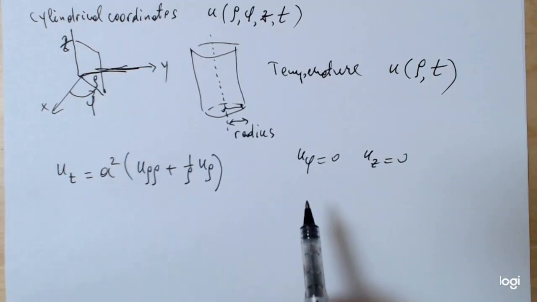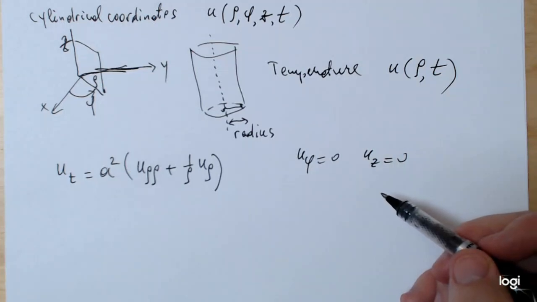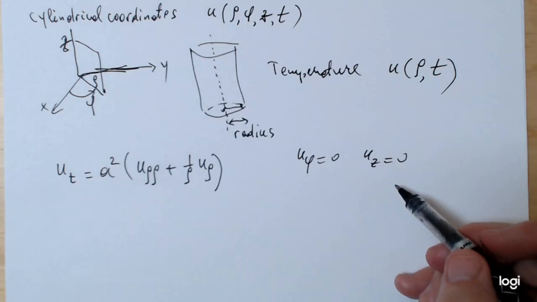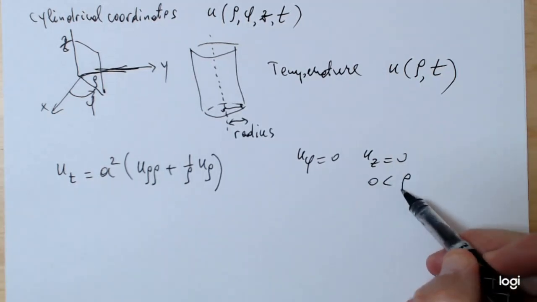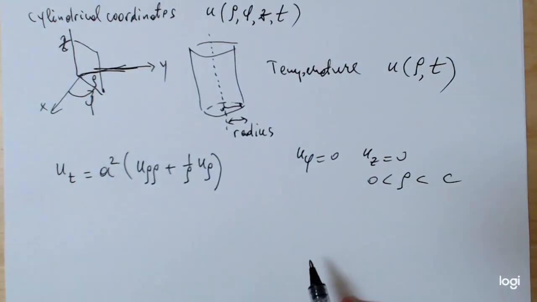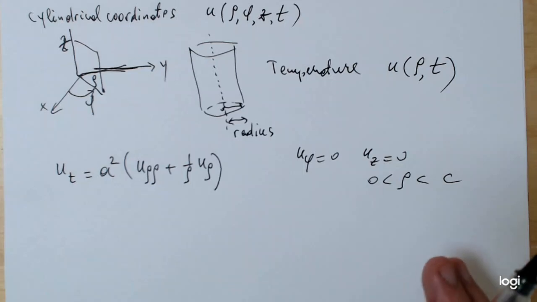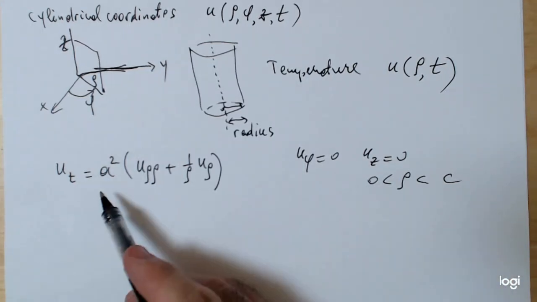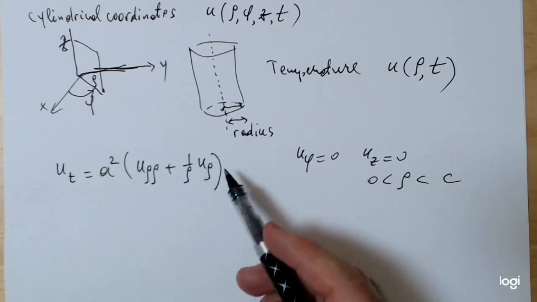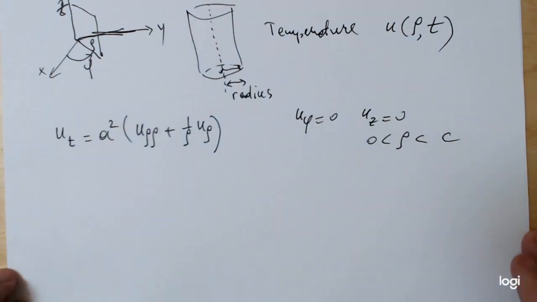Let's forget for a moment about boundary conditions. So obviously, you need to specify a domain for rho. So suppose that rho is between 0 and c, the radius of the object. But let's forget about the other boundary conditions for a moment, and let's see how the PDE separates into two ordinary differential equations if you do separation of variables.